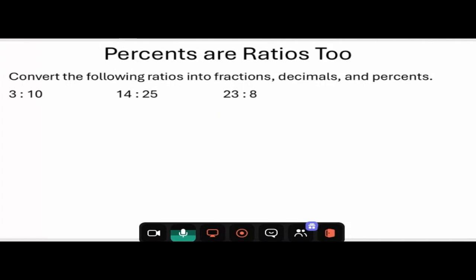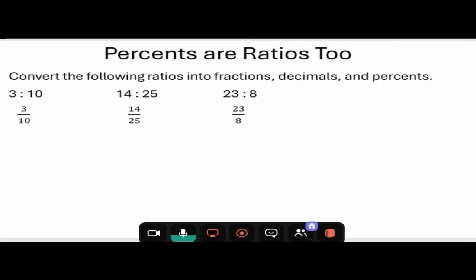And let's see, we want to turn these ratios into fractions, decimals, and percents. So 3 to 10 means the fraction 3 over 10. 14, I'm going to do the fractions first because they're easy, right? There's the fractions. 14 to 25 is 14 over 25. 23 to 8 is 23 over 8.